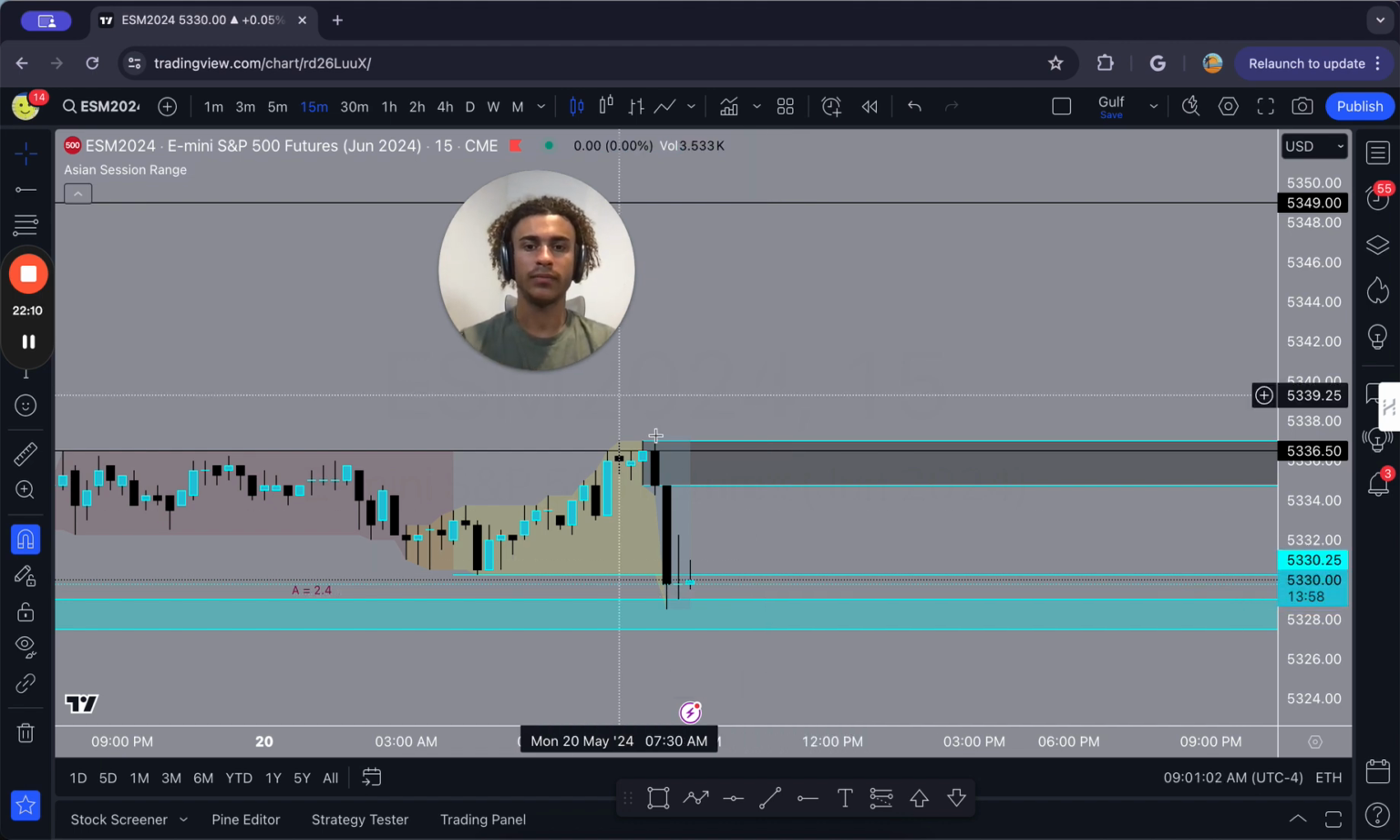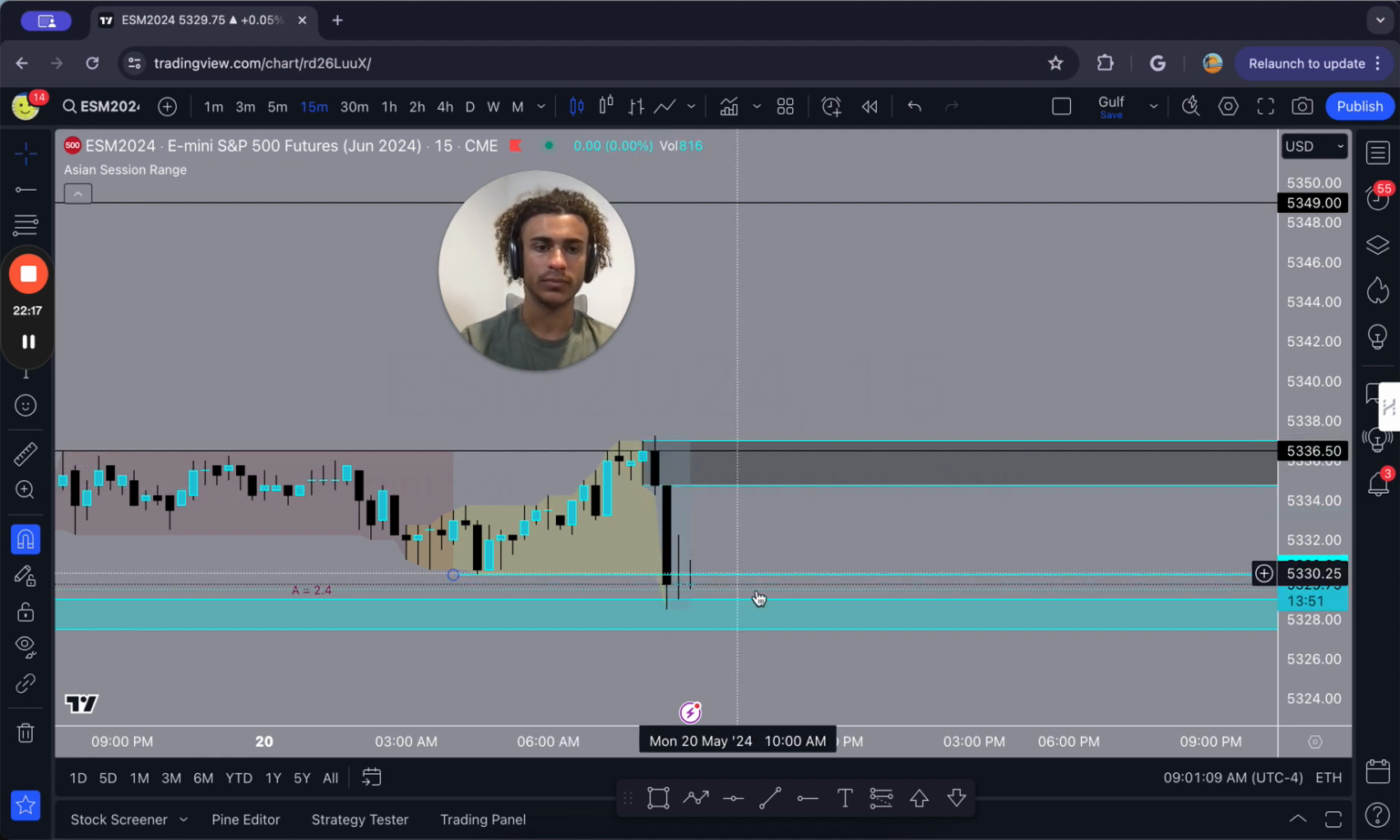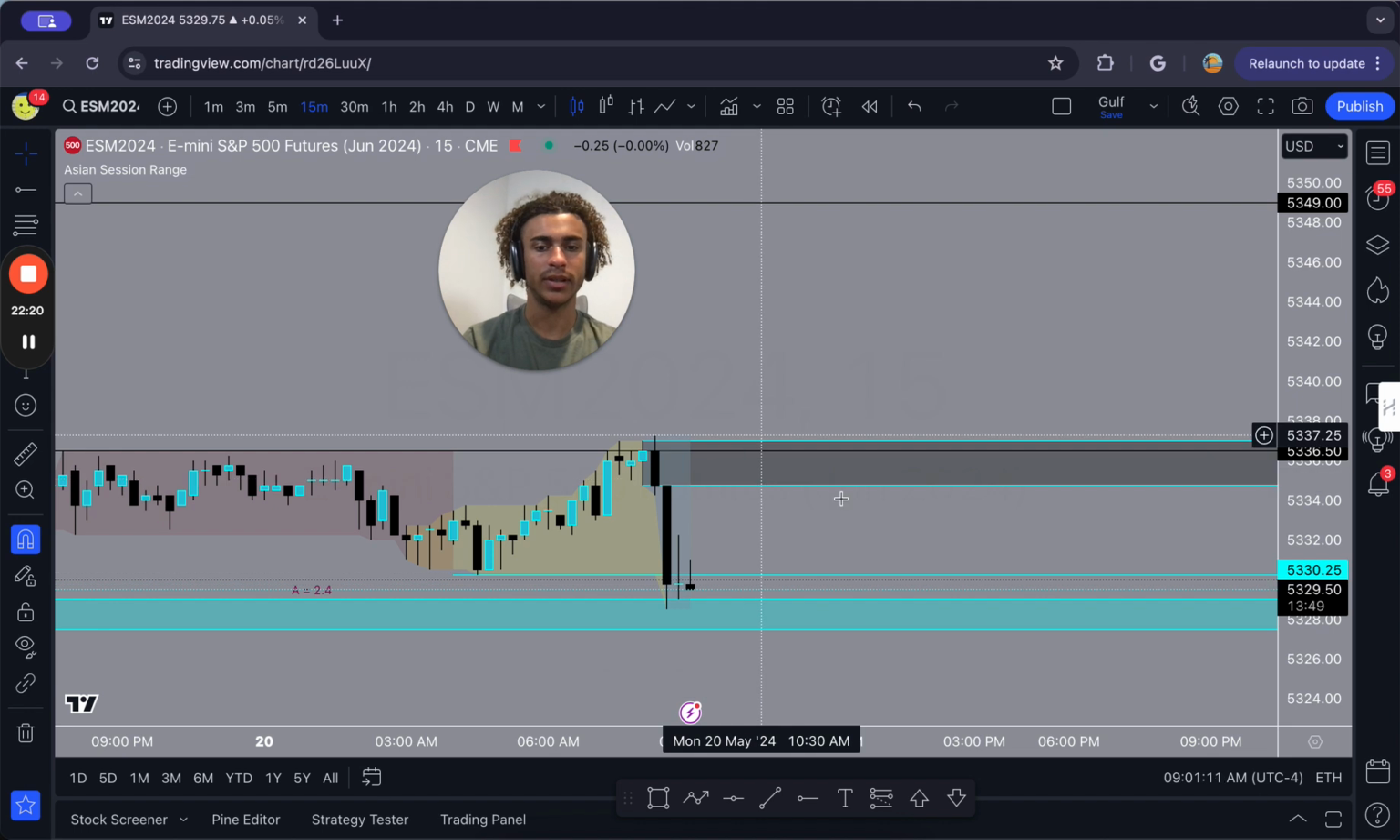Just like right here, this did not fully close below it, but this did because there's no wick above here. Around that 5336.50 level.